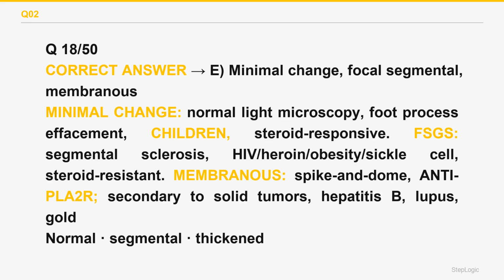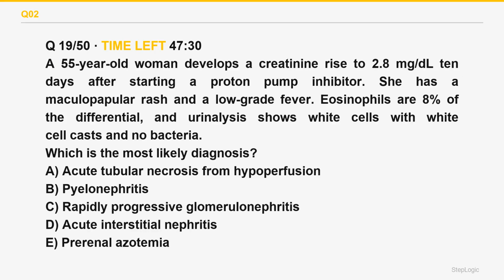Membranous nephropathy also carries the highest risk of renal vein thrombosis among the nephrotic syndromes, a complication that should be suspected with sudden flank pain and worsening proteinuria. If you see a nephrotic biopsy, read the light microscopy first, then the electron microscopy, then the serology, which is the most likely diagnosis.